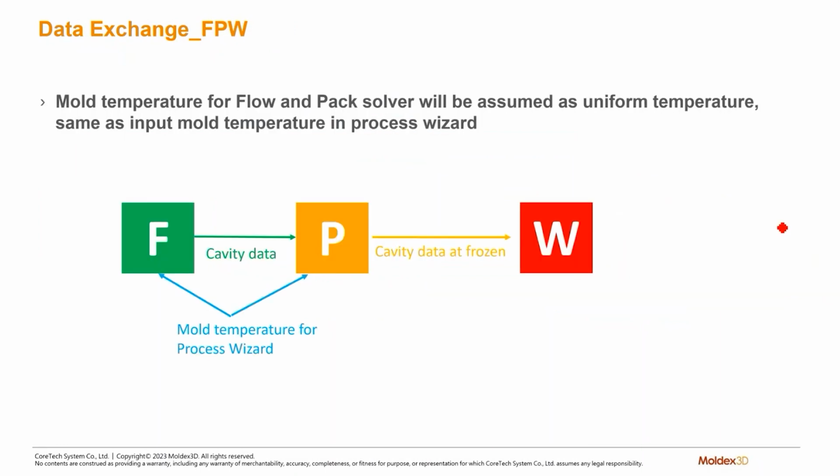Also, a lot of our users like to run flow, pack, and warpage because maybe they don't have the cooling systems, so they have to use this one. In this case, there's no first cool, so there are no mold temperature results that can be read for the flow. So the flow solver must read the mold temperature from the process wizard. That's our input, and it's the same for the pack analysis. Then the pack data will be read in the warpage solver to calculate the deformations.